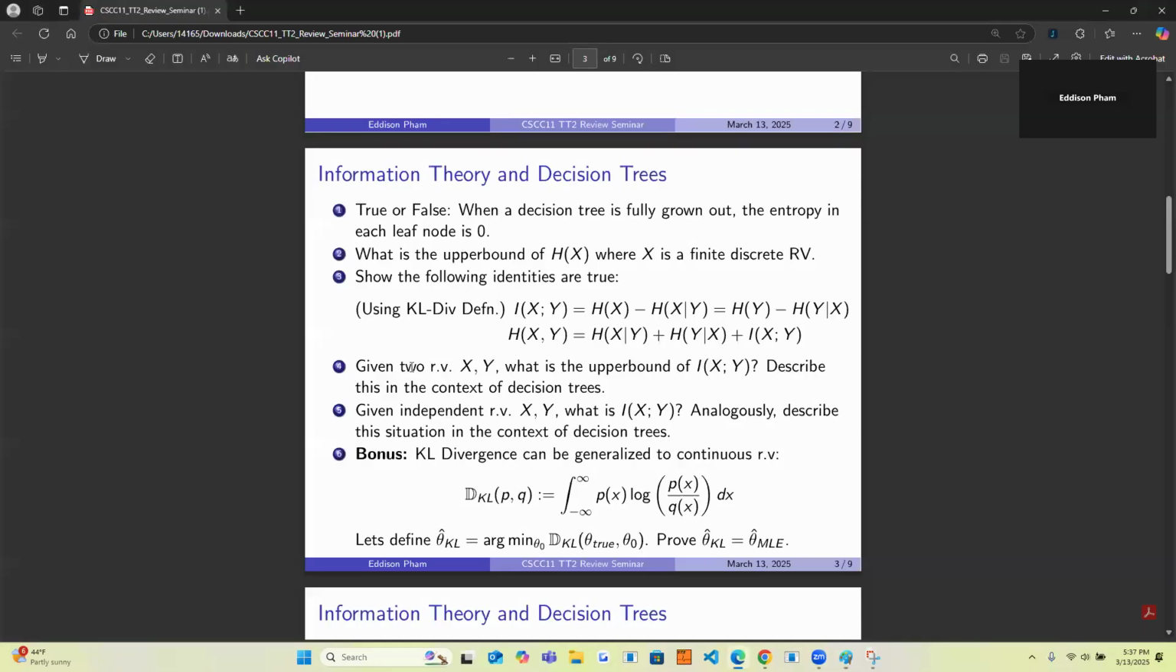All right, for the next question. Given two random variables, what do you guys think is the upper bound of their mutual information? Hint, use the identity we just proved previously. Remember, entropy is, you proved this in your assignment, it's positive. So think about what's the upper bound of this.